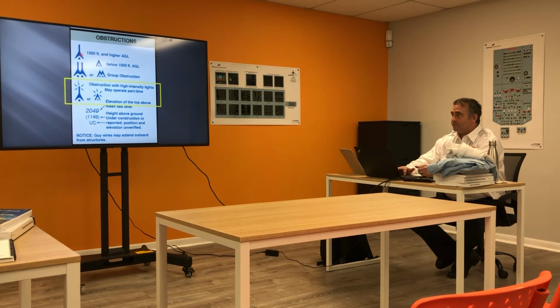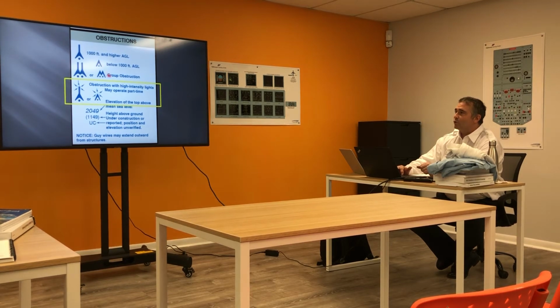Obstructions. This does not say antenna. That's just maybe a quirky thing about me. It doesn't mean it's an antenna, it's an obstruction. It could be anything in the world. If they're 1,000 feet and higher, they have kind of a little stick on top of it. Okay? If it's below 1,000 feet, you just have the triangle.